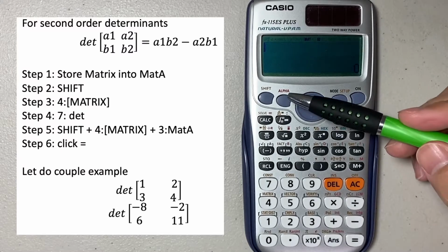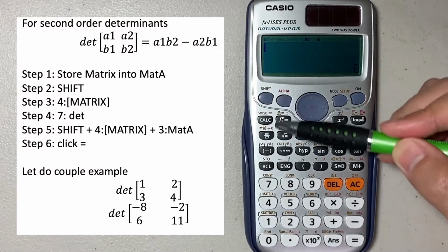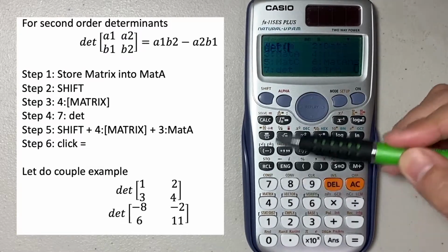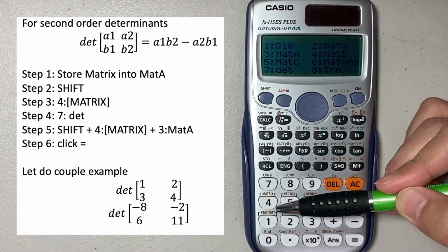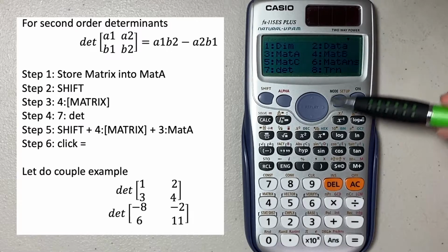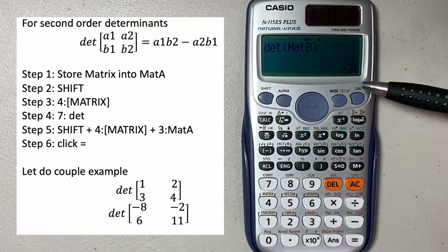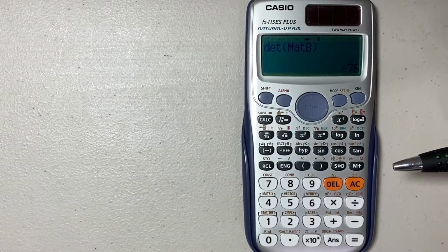And then we're going to find the determinant for the matrix B. Go to shift 4, and then number 7, the determinant. Go to shift 4 again, matrix, and then we're going to select number 4, which is matrix B. And here you go. You're going to have a minus 76 for this 2 times 2 matrix.